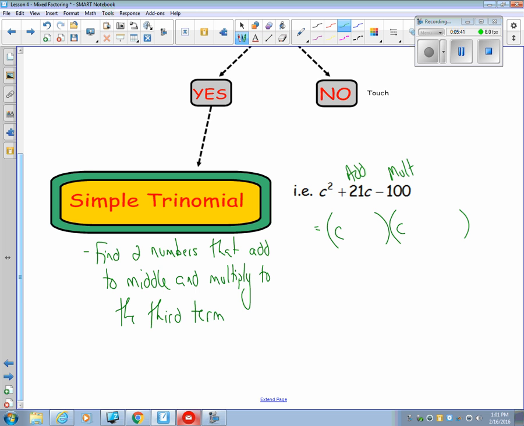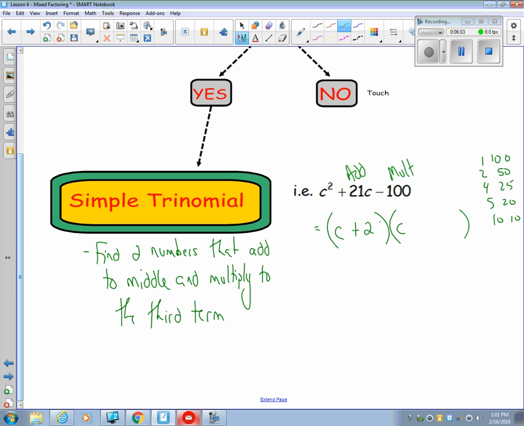Things that multiply to 100. So I got choices. I got 1 and 100. I got 2 and 50. I got 4 and 25. I got 5 and 20. 6, 7, 8, 9, 10 and 10. Okay, I need something to add to 21. Well, 1 and 100 definitely don't. 2 and 50, no. 4 and 25, that'll work.